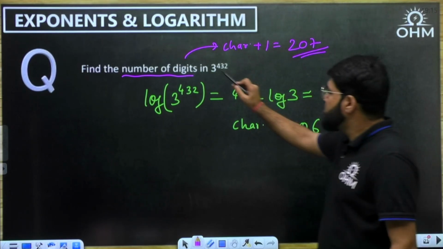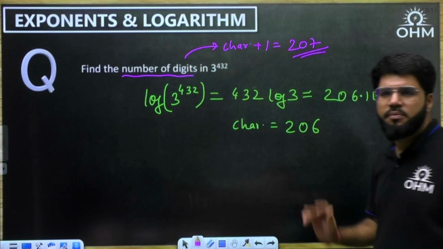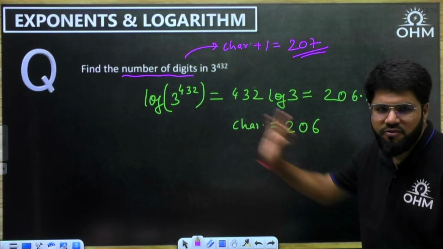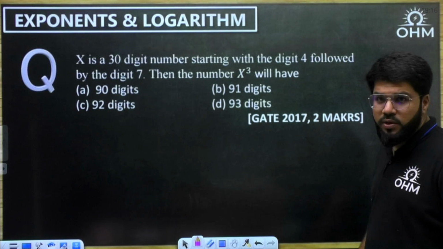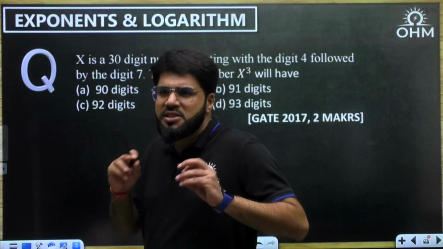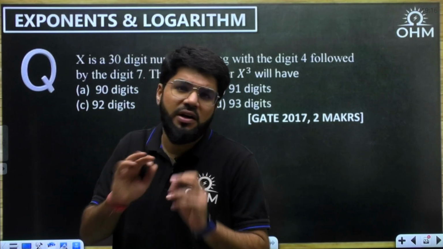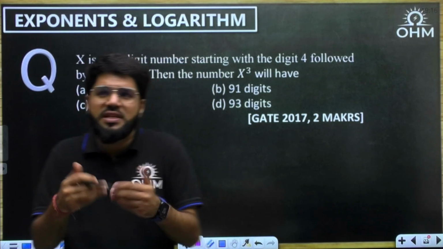Again, 3 power anything will be an integer, so number of digits means number of integral digits. All digits will be integral here; there is no chance of getting a fractional number. See, GATE 17, IIT Roorkee, a very good tricky question was made. There is no mention of the word log. Such questions will never use the word log or anything like that. It is our technique, how a question has to be approached.